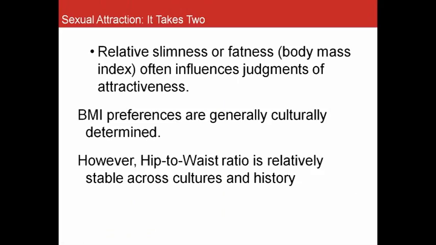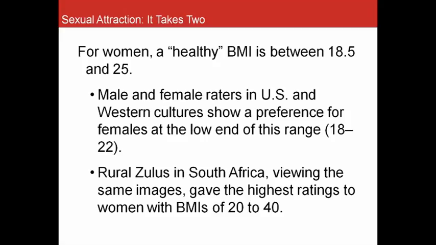Another important attribute is body mass index. We do find some cross-cultural differences in body mass and attractiveness across cultures. I will point out, however, that's not the same when we look at hip-to-waist ratio, which in some ways relates to body mass index, in some ways is independent. For women, a healthy BMI is between 18.5 and 25. In Western cultures, we tend to prefer for males and females somewhere between 18 and 22, although most Americans are well above that.